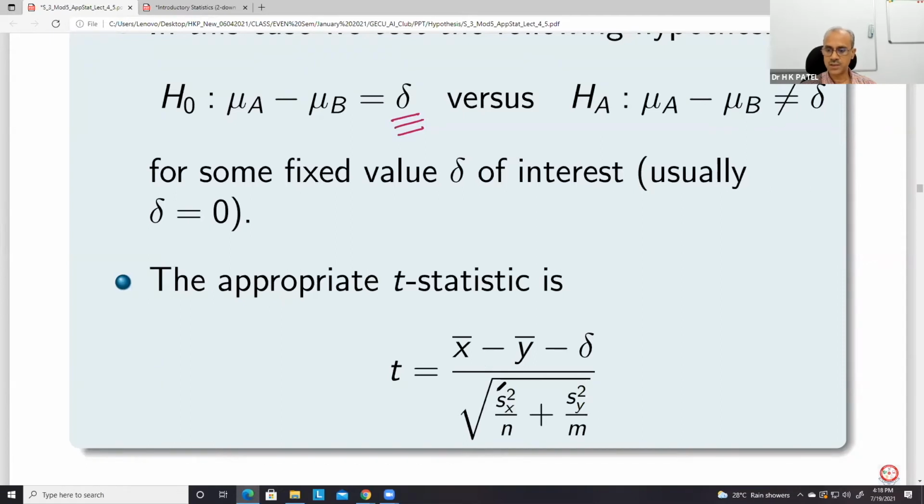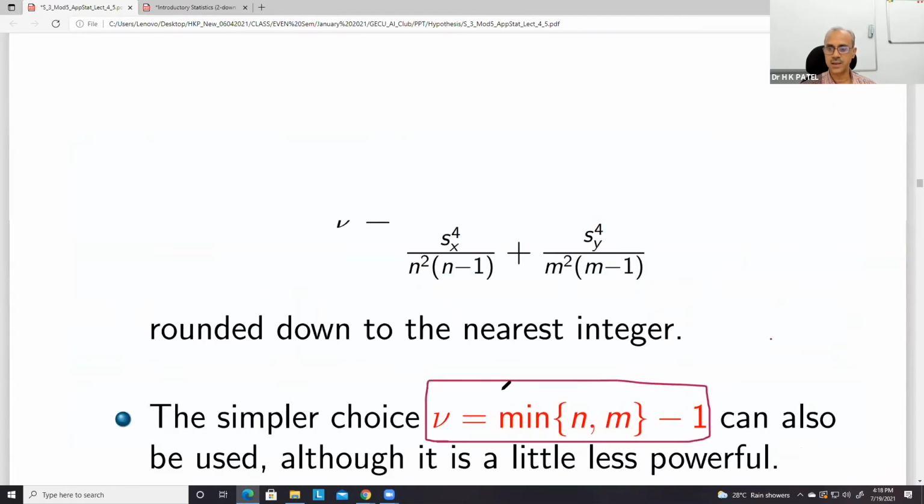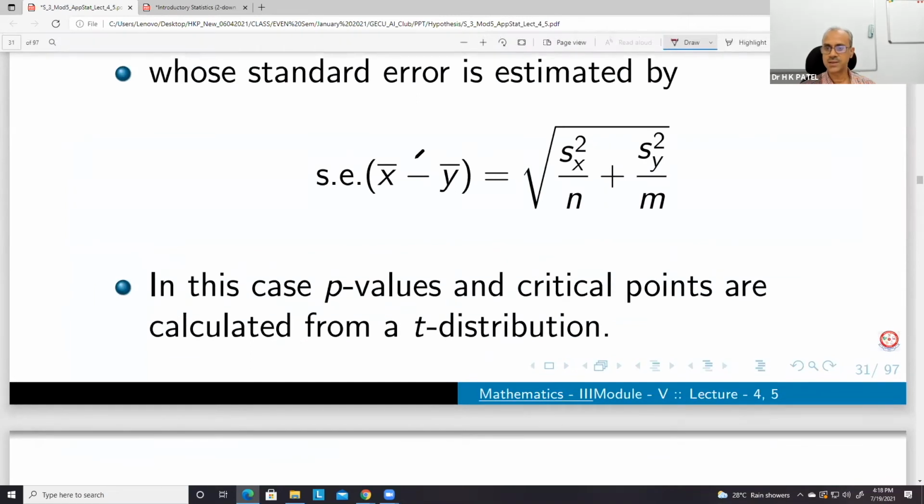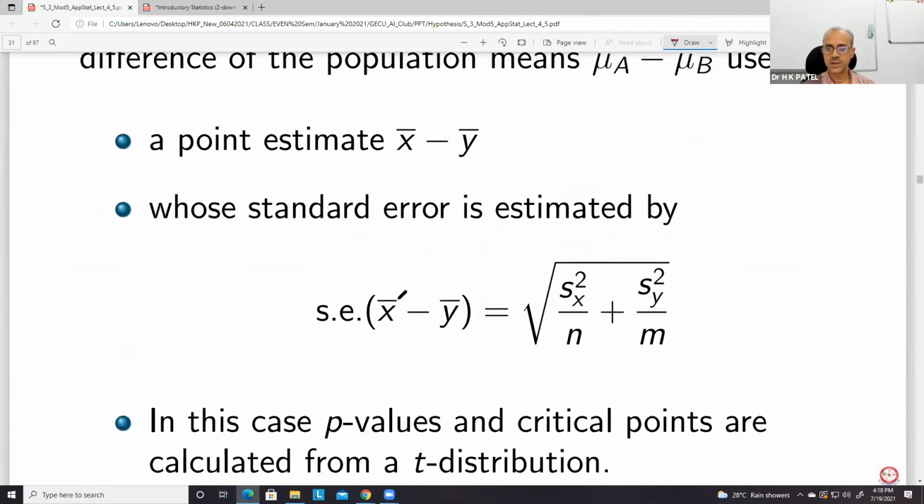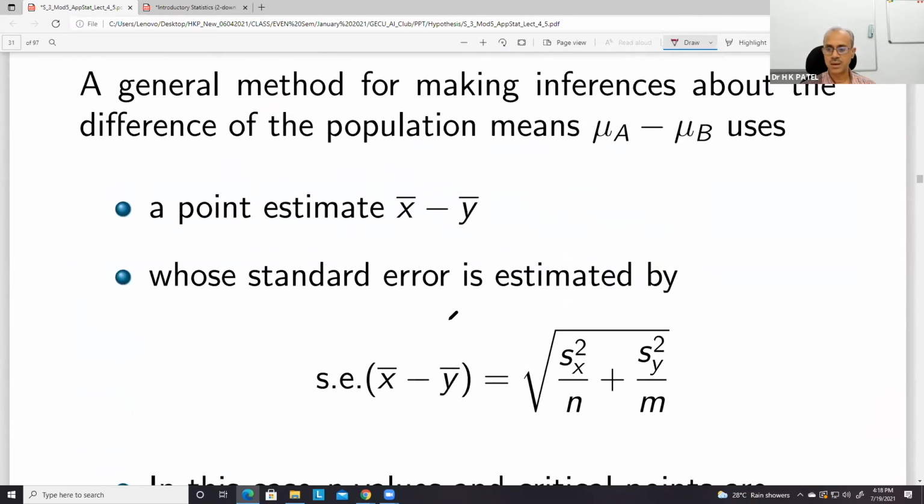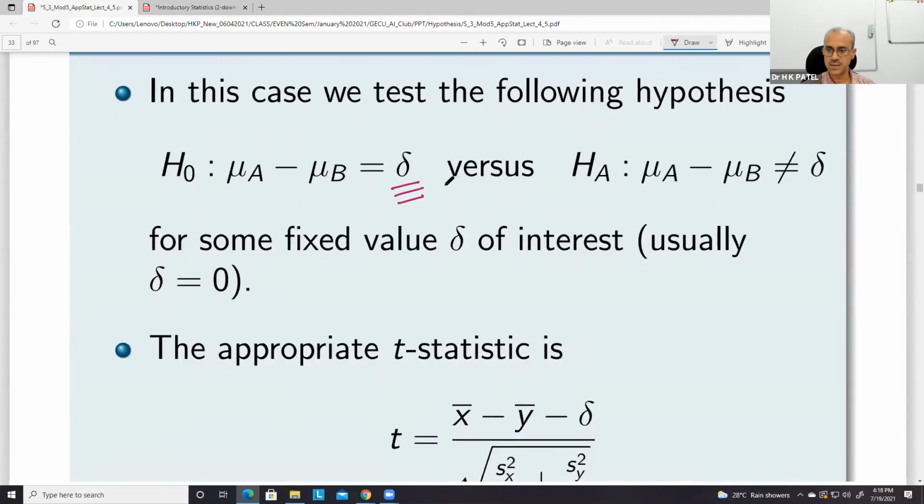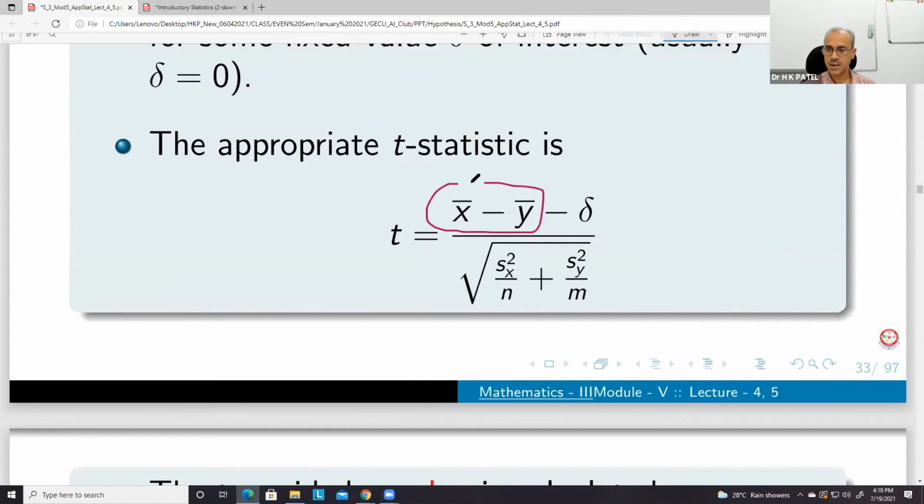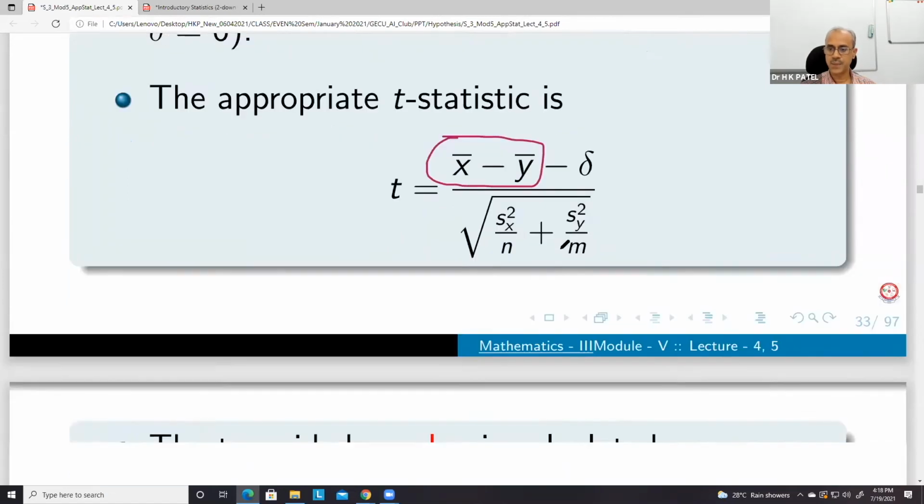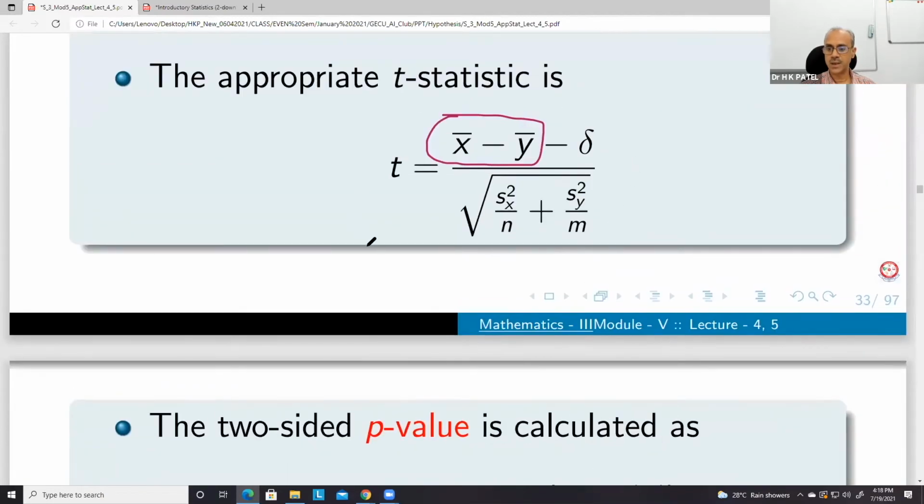In this case, we have seen standard error is given by this one. This is the standard error of the difference of two means. So the denominator is standard error, the numerator is statistic minus E of statistic. All right, so T value will be given by this formula.